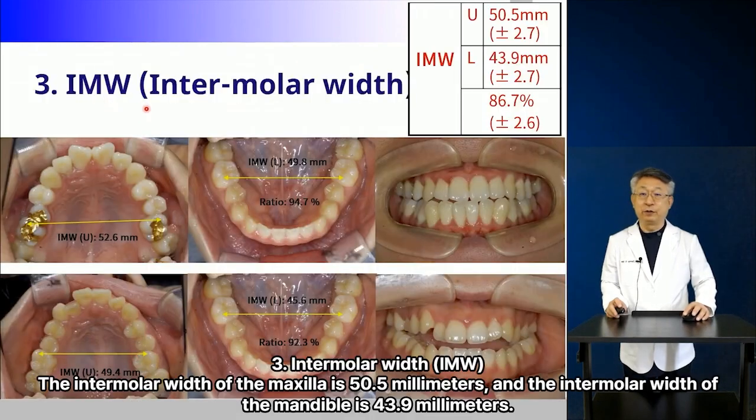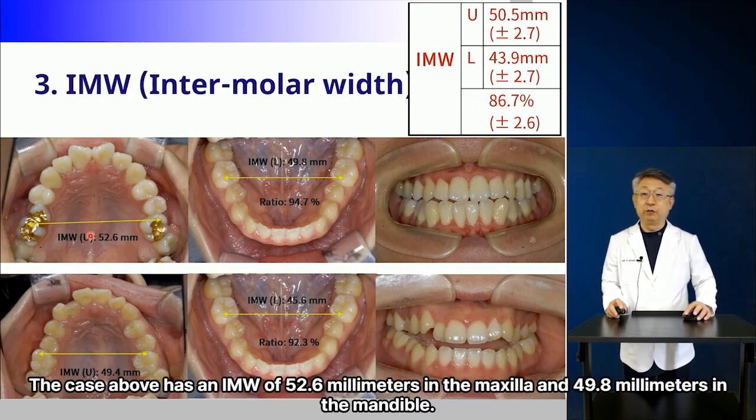3. Intermolar width, IMW. The intermolar width of the maxilla is 50.5 millimeters, and the intermolar width of the mandible is 43.9 millimeters. The case above has an IMW of 52.6 millimeters in the maxilla and 49.8 millimeters in the mandible.